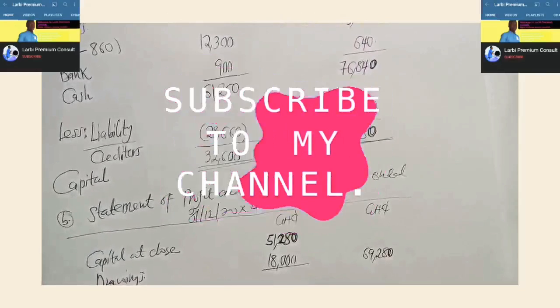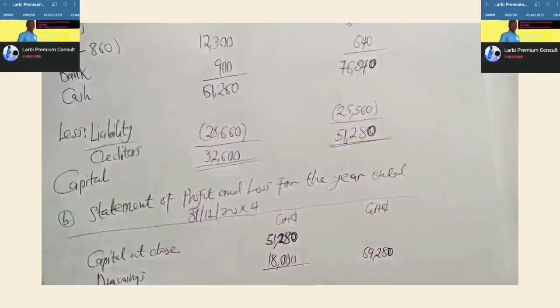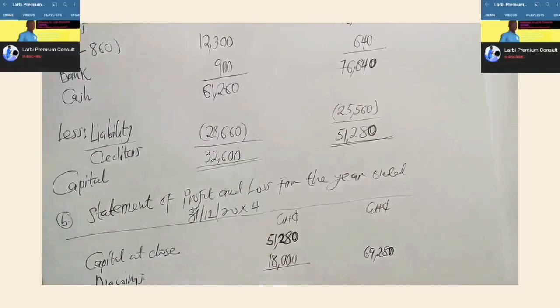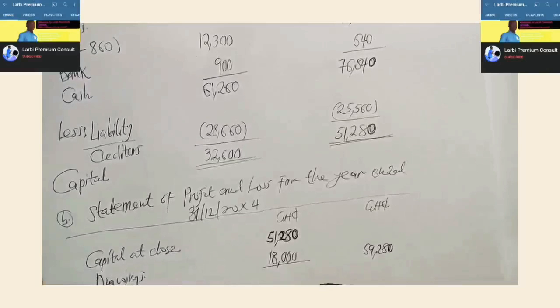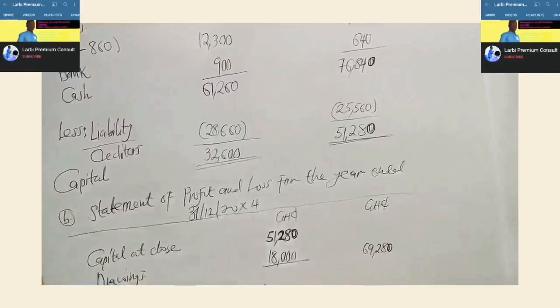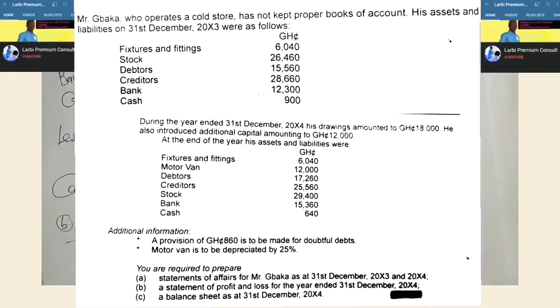So after that, I'll less my capital at start. Capital at start. We're having capital at close and drawings, so less your capital at start. What was the capital at start? That was what we have actually derived here, which is 32,600. Then was there any additional capital or fresh capital that we did introduce? So there was a fresh capital that we introduced during the operation.